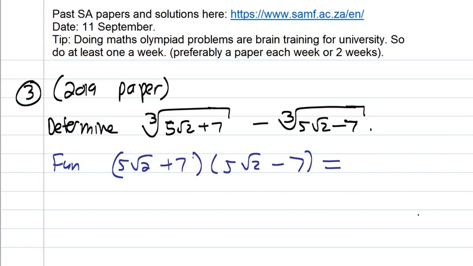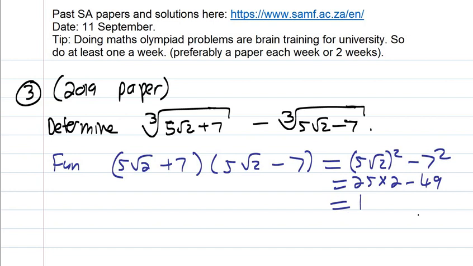This is difference of squares. So it is this guy squared minus that guy squared, which becomes 25 times 2 minus 49. And the answer is 1. So thank you, Robert. Thank you, Chachaji. Thank you, Lindy. You guys are smart. The answer to this question is 1.